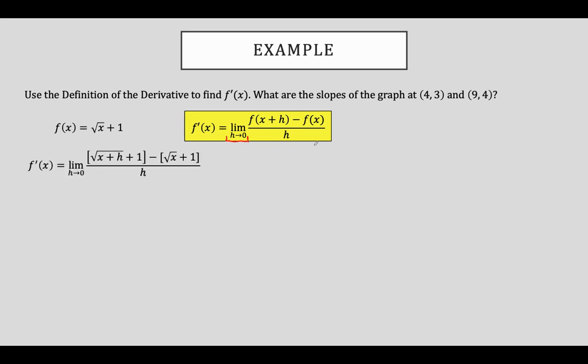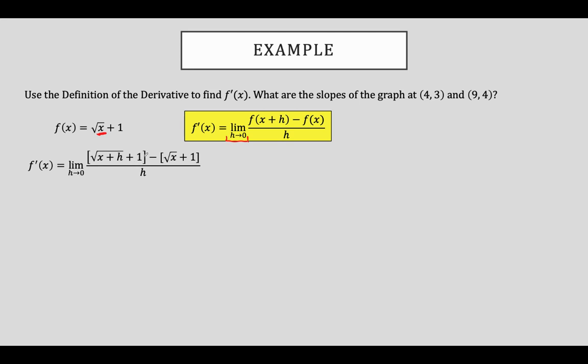Well, plugging into the formula, this gives us the limit as h approaches 0 of the square root of x plus h. Notice instead of x, we replace this x with an x plus h, plus 1 minus the quantity f of x, that's our original function, the square root of x plus 1, all divided by h. Well, let's begin to do some algebra. Always do algebra to simplify first.